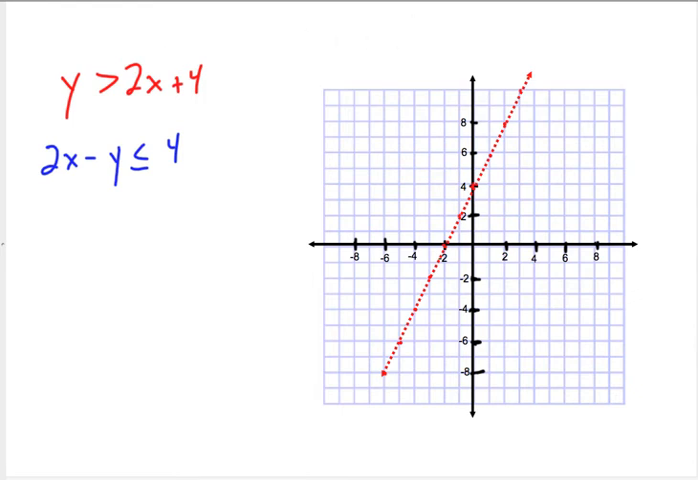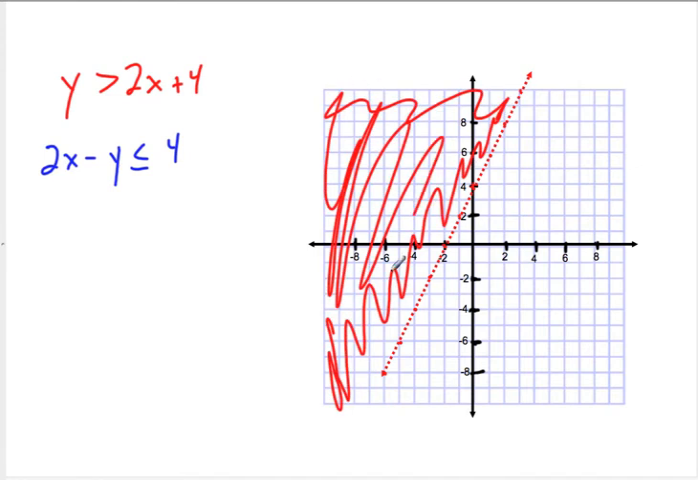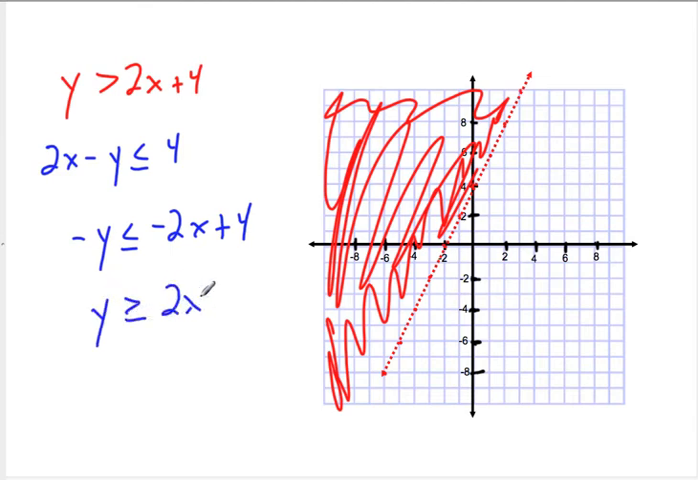Now I have to determine where my shading is going to be. It's going to be above because 0, 0, 0 is not greater than 4. So this does not work. So everything on the top works here. Now up to the blue equation. I'm going to solve for y. So I'm going to subtract 2x, and then I'm going to multiply both sides by -1, which switches the inequality. Don't forget that.